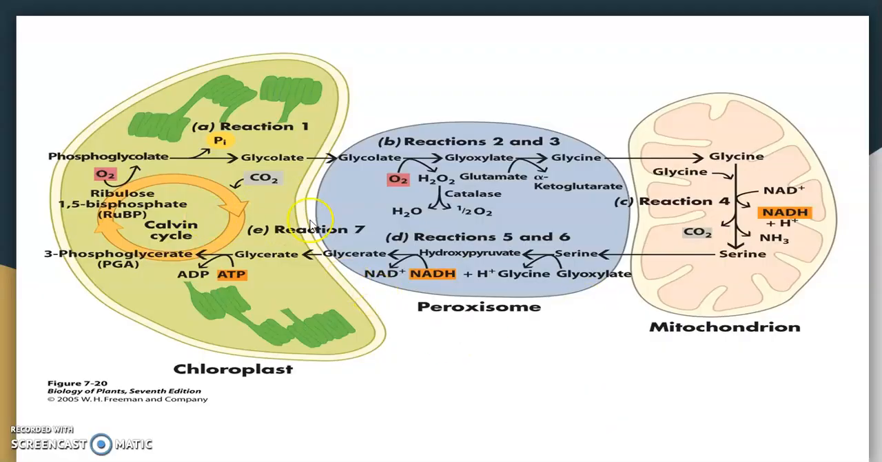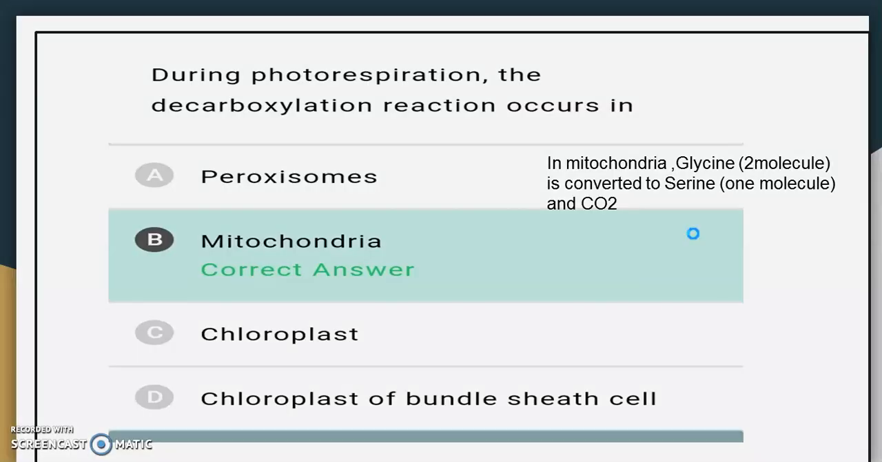We can see that these are the chloroplasts, these are peroxisomes, and these are mitochondria. In the chloroplast, phosphoglycolate is converted to glycolate, which enters the peroxisomes, then is converted into glyoxylate, and glyoxylate is converted into glycine. Glycine enters the mitochondria, where it is converted into serine, and then serine enters the peroxisome. Here you can see that CO2 is released. This is a decarboxylation reaction, so the answer will be mitochondria.